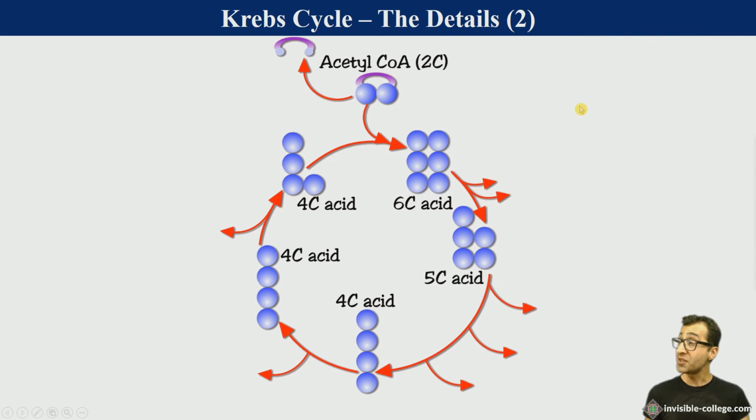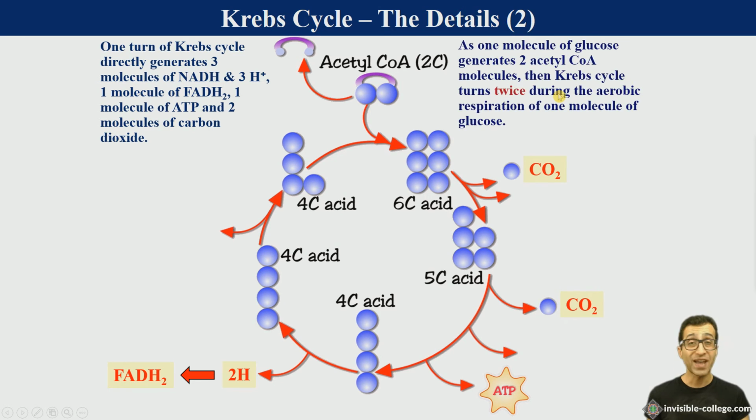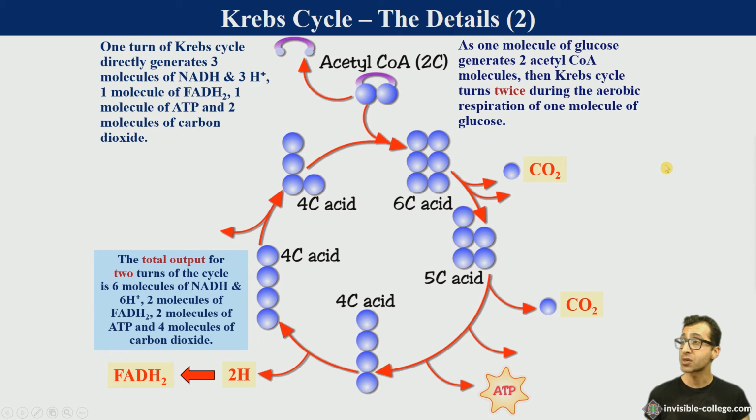So one turn of Krebs cycle directly generates 3 molecules of NADH and 3 protons, 1 molecule of FADH2, 1 molecule of ATP directly by substrate level phosphorylation, 2 molecules of carbon dioxide. So because 1 molecule of glucose generates 2 molecules of acetyl-CoA, this means that for every 1 molecule of glucose that goes into aerobic respiration, you get 2 turns of this Krebs cycle. So you get 2 lots of all of these products.